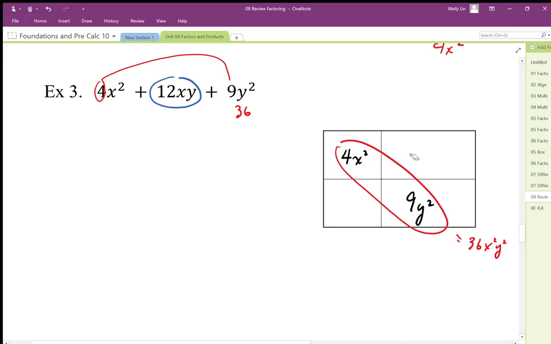we have to split that up into two groups of xy terms, and they have to add to 12 and multiply to 36. Well, that's a fairly easy one, because a perfect square of 36 gives us 6xy here, 6xy here, and that diagonal then multiplies to 36x squared y squared. So there I have my area all arranged in the proper places here.